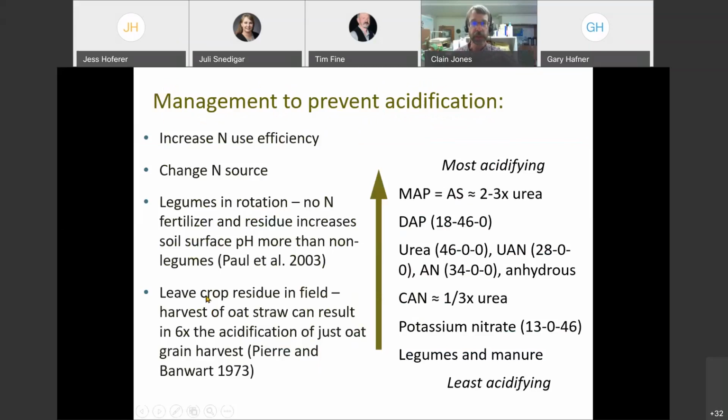Something else you can do, as I mentioned, residue has a lot of calcium, magnesium, buffering cations in them. So by leaving more of that crop residue in the field, you should be able to buffer quite a bit more acid than by removing that residue.